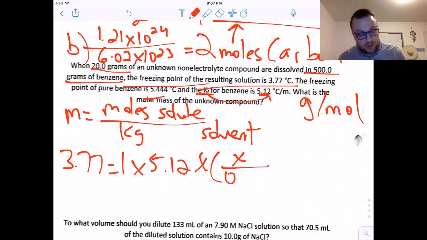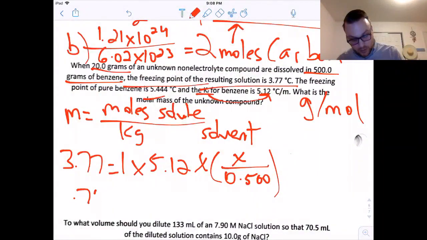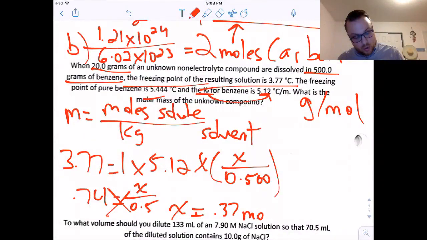Don't add that 20 grams in. It's solvent only. It's not solution. 20 grams would be added in if it was kilograms of solution, which it's not. It's kilograms of solvent. So, first thing I did was divide both sides by 5.12, and I got 0.74 equals x over 0.5, cross multiply, and you'll get x is equal to 0.37 moles.